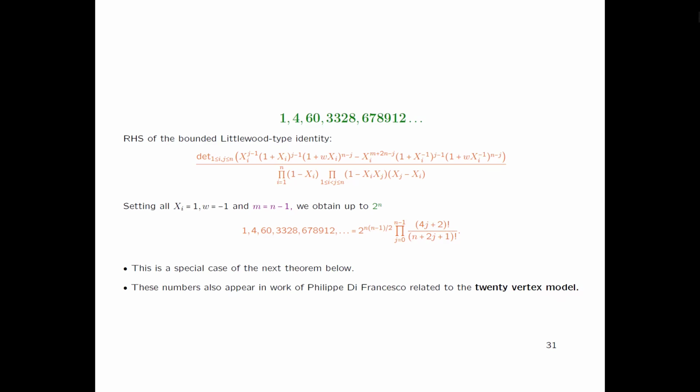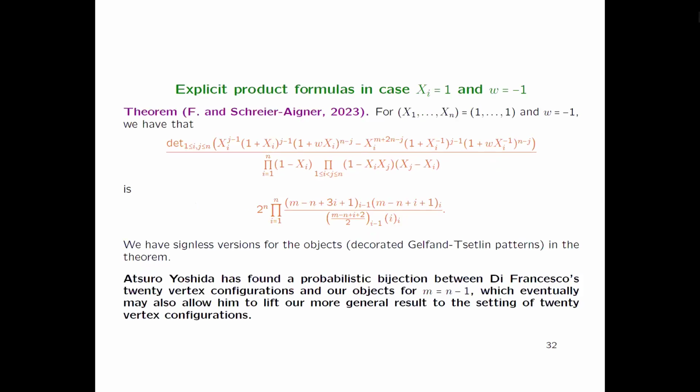So for this determinant, we can actually do a more general case. We do not need to specify m equal to n minus 1. Together with Floh, I have a theorem telling you what this evaluation is. It's this very simple product formula. And it does count these decorated Gelfand-Tsetlin patterns where you restrict the bottom row by m.